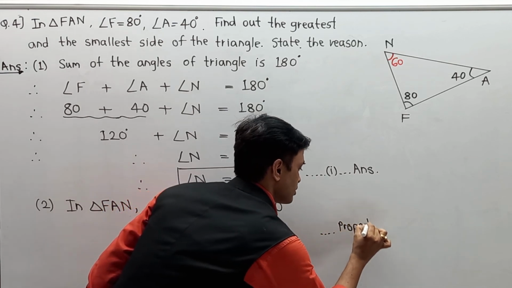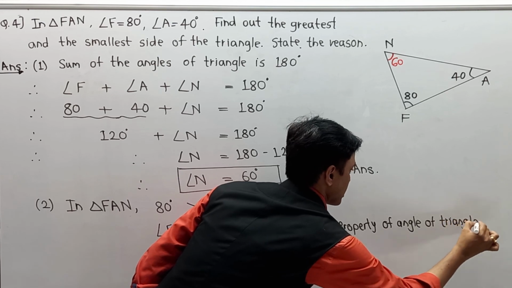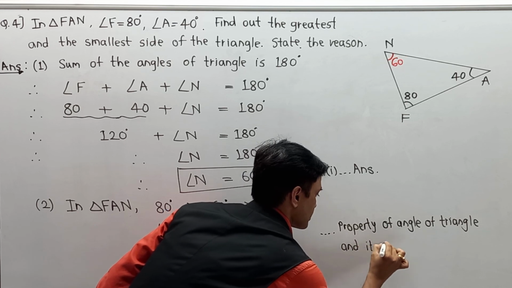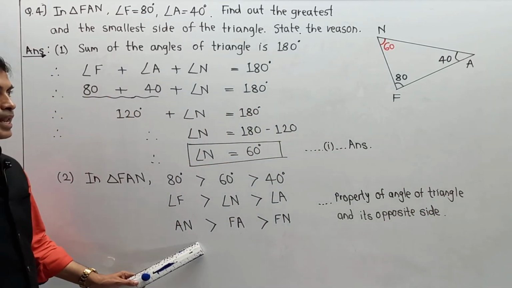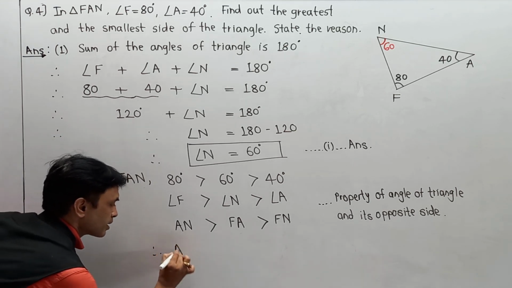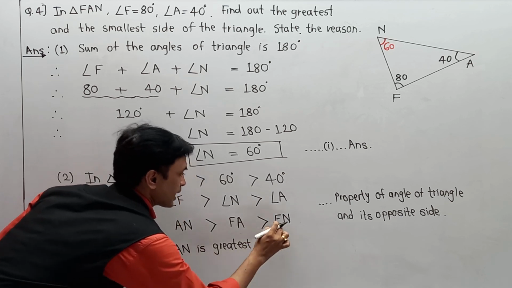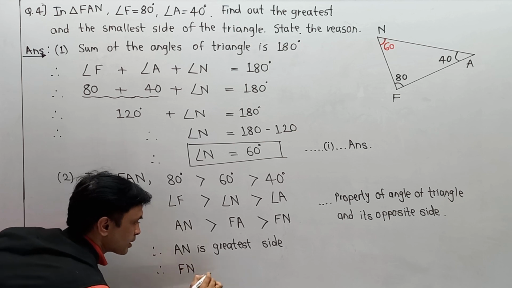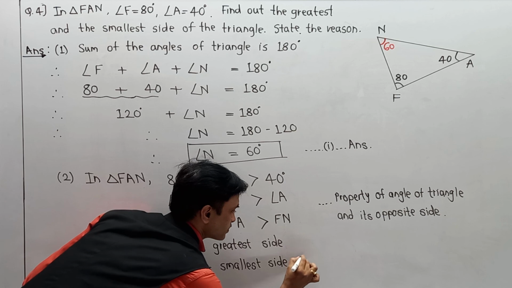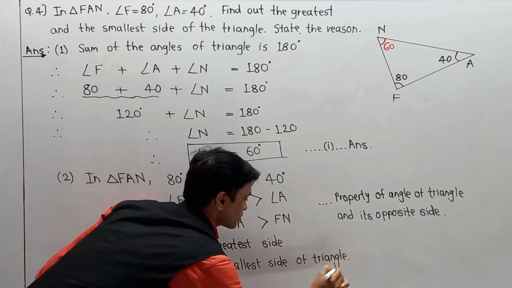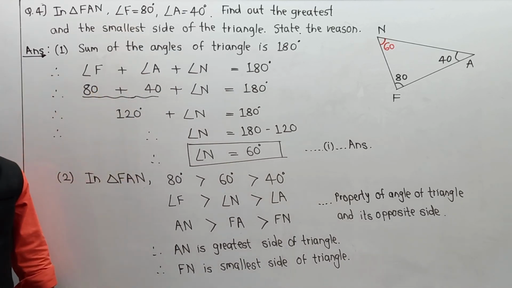By the property of angles of a triangle and their opposite sides, therefore AN is the greatest side and FN is the smallest side of the triangle. And in this way, by writing properly and systematically, you can complete the answer.